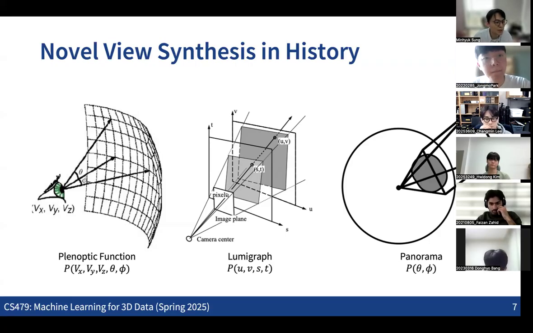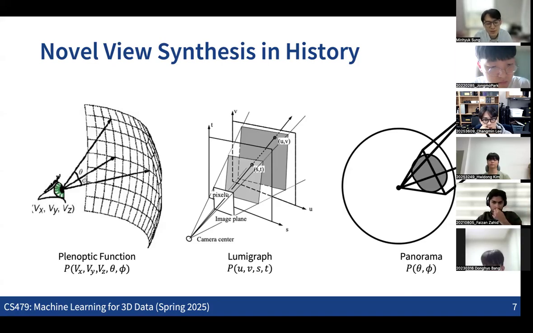And there are also other ways, such as using panoramic images and doing projections from the panoramic images into the image plane. So there is actually a very long history of how we can do rendering without explicitly defining the geometry in this 3D space.